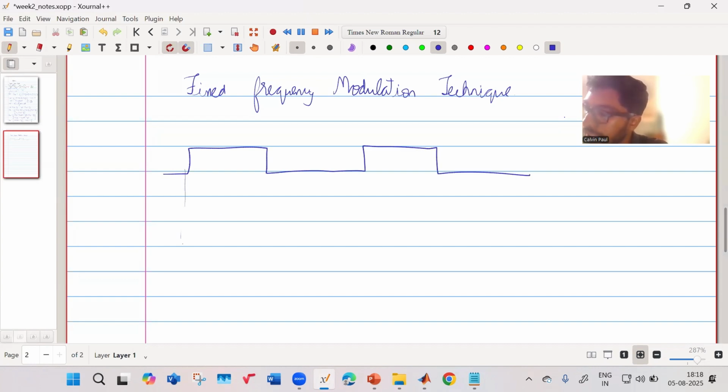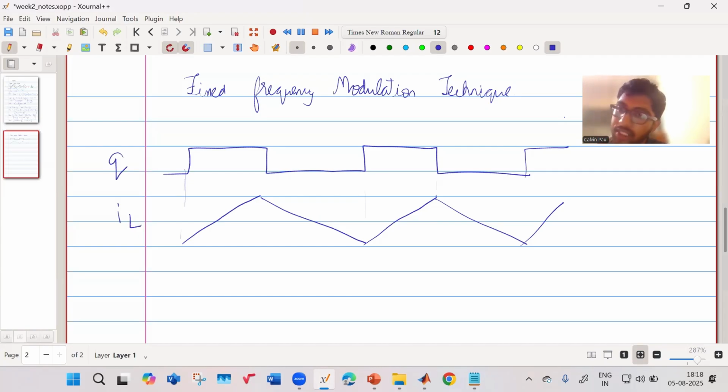Then your inductor current can rise like this, fall like this, rise like this, fall like this. Again, when the gate signal comes, it will rise. So this is your inductor current, and this is your gate signal Q. This is valid for a buck converter as well as for a boost converter. Now your Q is the gate signal for your main control switch. Now, how do we generate this Q?